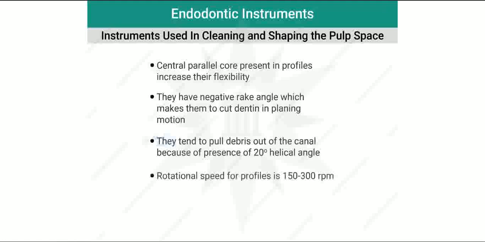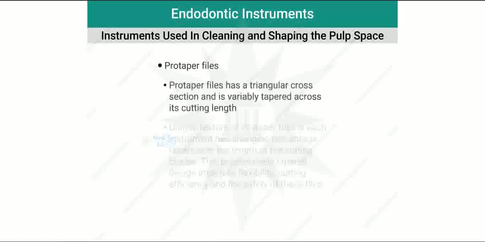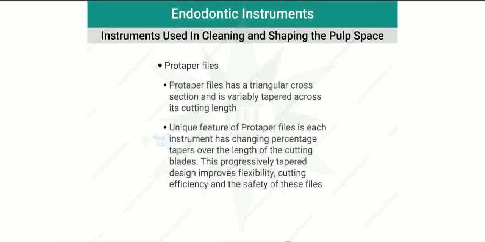Next, ProTaper files. These are very successful files. They have a triangular cross section and are variably tapered across their cutting length. The unique feature of these ProTaper files is each instrument has a changing percentage of taper over the length of the cutting blades. This progressively tapered design improves flexibility, cutting efficiency, and the safety of these files also.